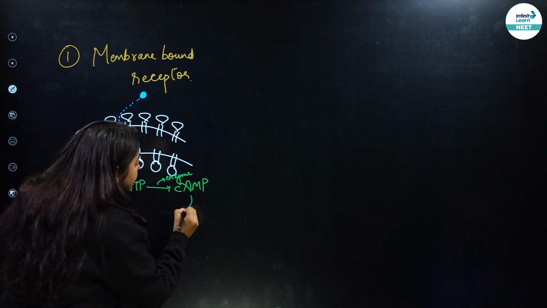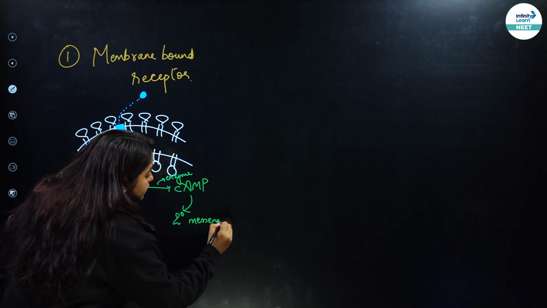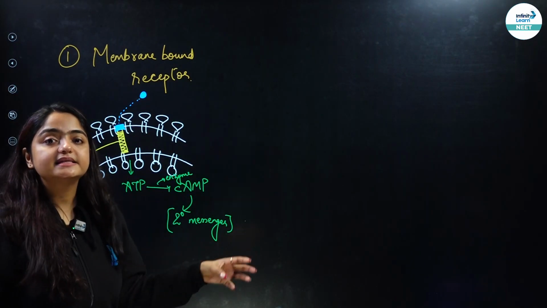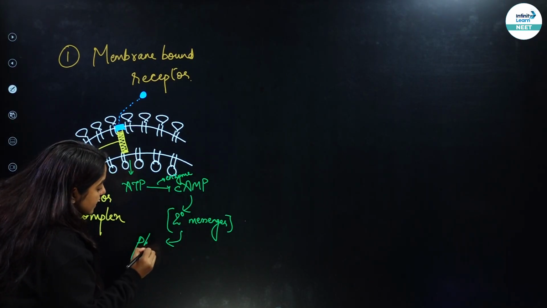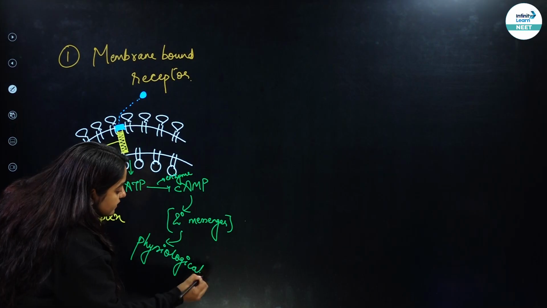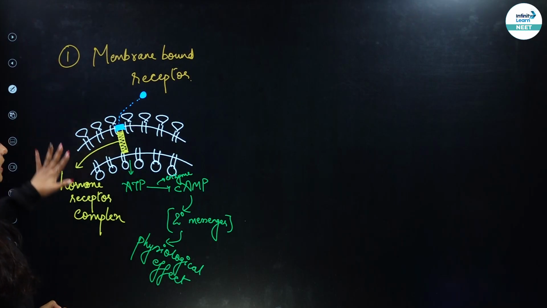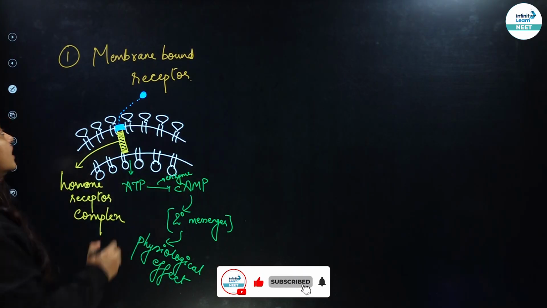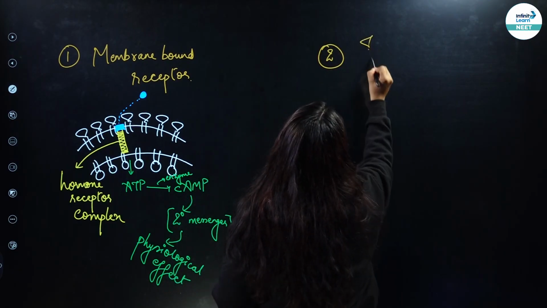And this cAMP will function as a secondary messenger. This cAMP, this substance, will make sure that physiological effects are observed or seen in the target organ. Correct? So that is how the mechanism of action will take place when we are talking about the membrane bound receptor. Okay? Now let's discuss the intercellular receptor.